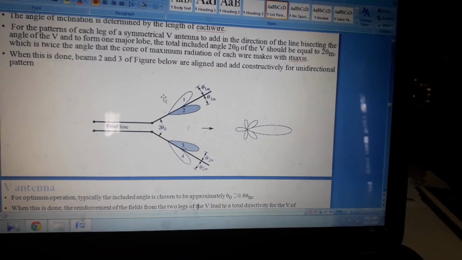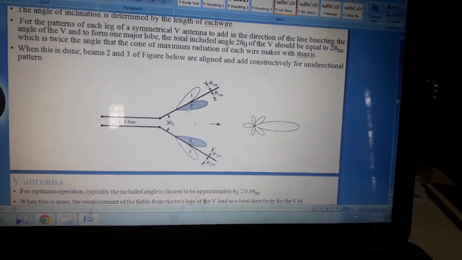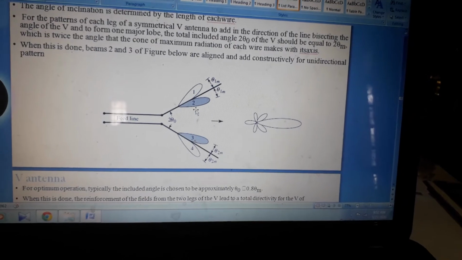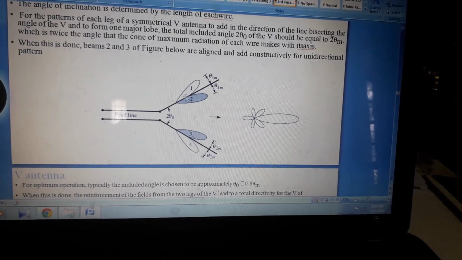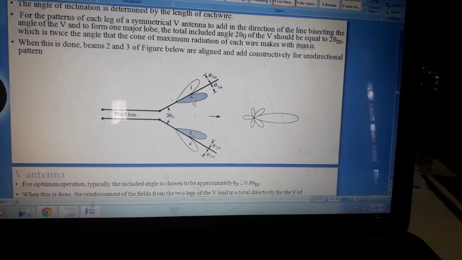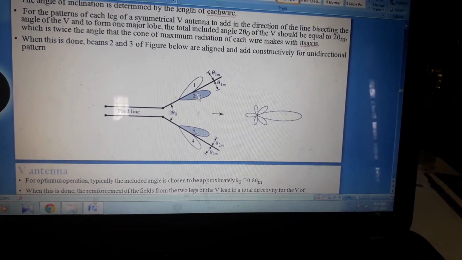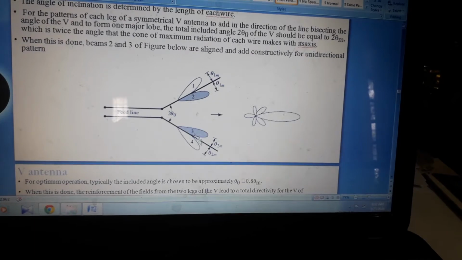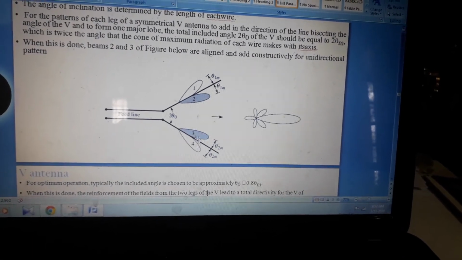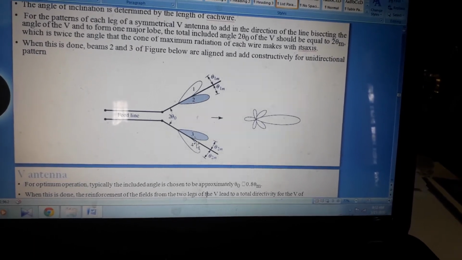Here we can see the symmetrical V antenna, the patterns of each leg. On each side we can see two legs: legs 1 and 2 are on one side, in one direction, and then legs 3 and 4 are on the other wing.